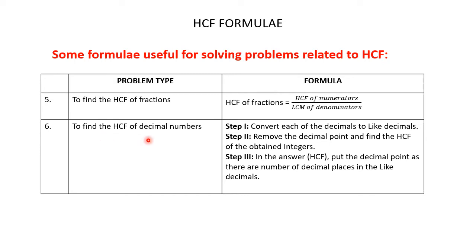Now, to find the HCF of decimal numbers, you have to follow these three steps. First, convert each of the decimals to like decimals. Like decimals are decimal numbers that have the same number of digits after the decimal point. Next, remove the decimal point and find the HCF of the obtained integers. Finally, in the HCF, put the decimal point such that there are as many decimal places in the HCF as there are decimal places in the like decimals.